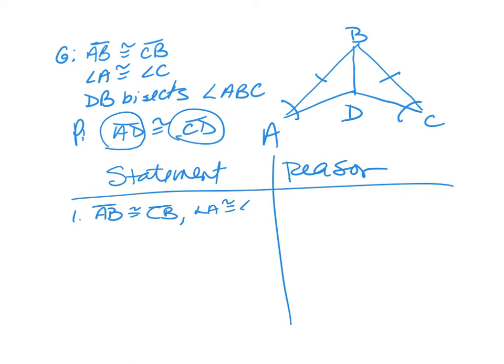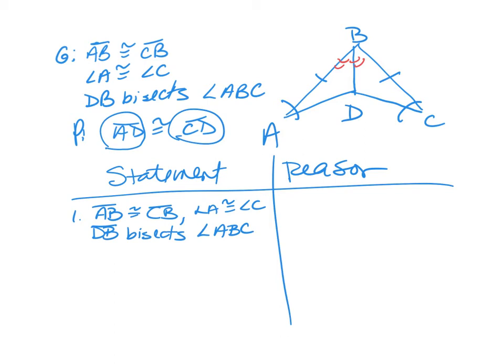Angle A is congruent to angle C, and DB bisects angle ABC. What does DB cut in half? An angle or a side? So since DB bisects an angle, we got to figure out what two angles are going to be congruent. And they're going to be these right up here. That's the conclusion I can make, okay?